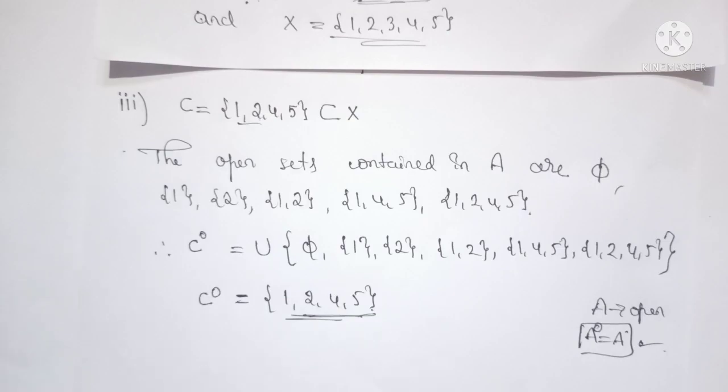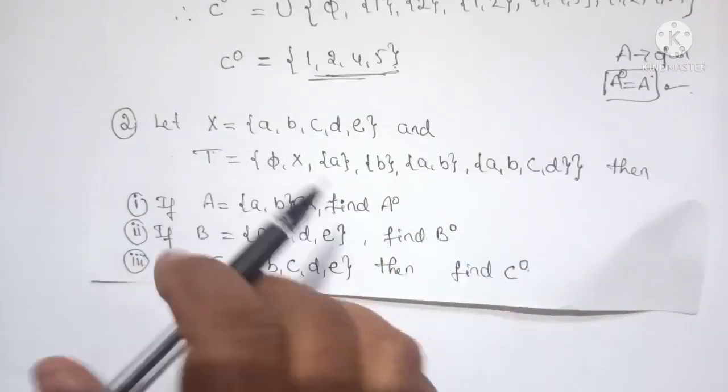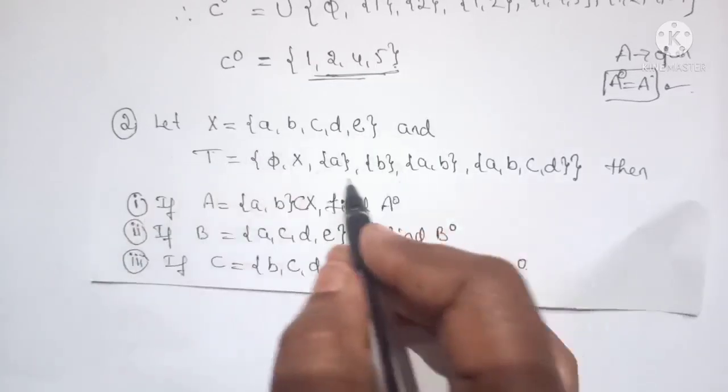Next problem, you try this by yourself. Here X is given by A B C D E and the topology is given by this one.